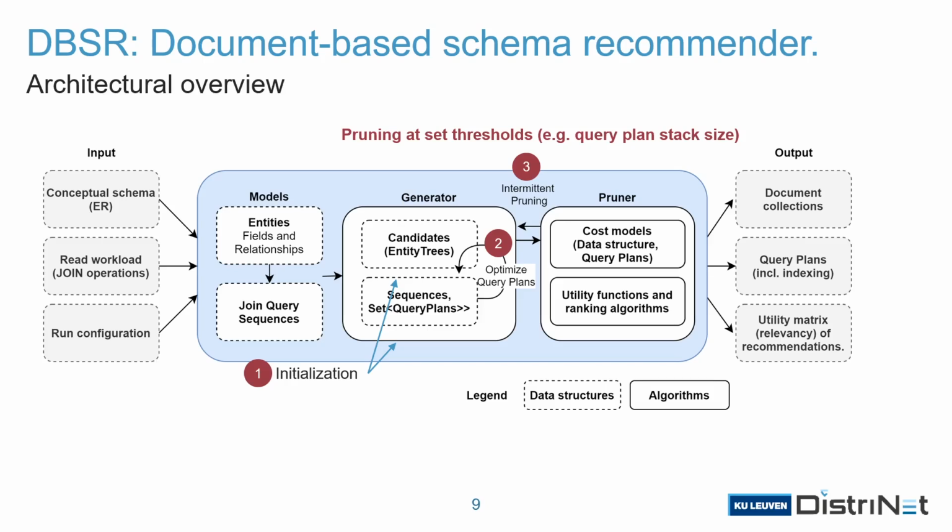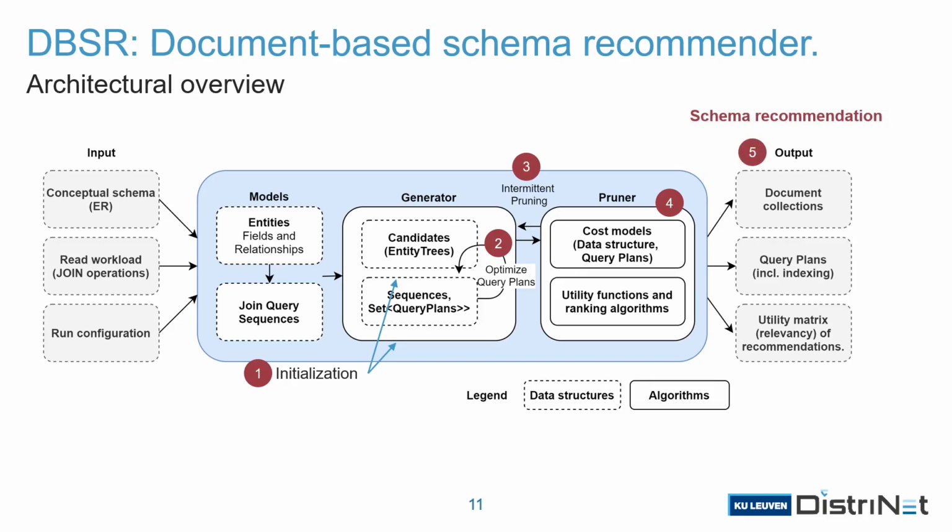This will go on for quite some time, and we will apply intermittent pruning, but eventually, after reaching a certain number of iterations or completely stopping, we will apply our final pruning step. For example, if the user desires 10 document collections, we will prune until we have that amount, only preserving the most efficient document schema. So this will then yield our schema recommendation.